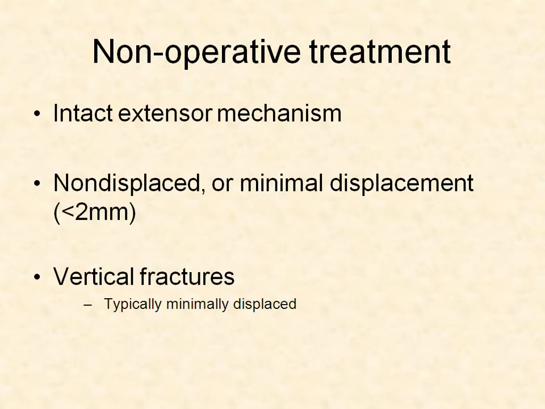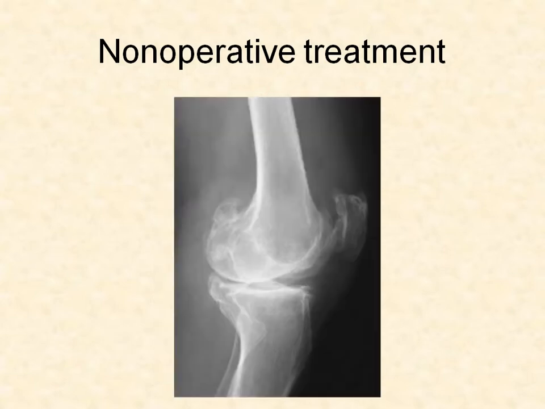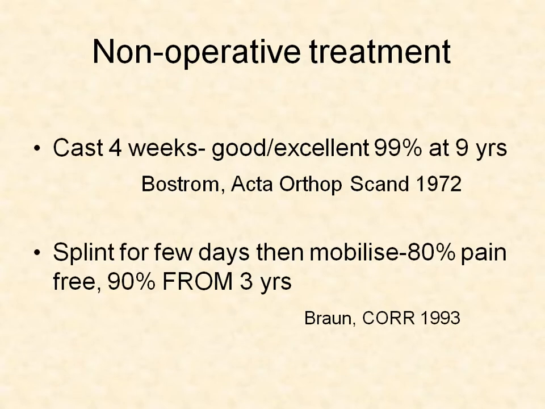But there is still, of course, a role for non-operative treatment. A proportion of these injuries will be minimally displaced, and vertical fractures are also suitable for non-operative treatment. So here's a couple of examples. This inferior pole fracture, minimally displaced, can be treated with a period in a cast or a knee brace. Similar to this fracture here of the superior pole in an osteoarthritic knee, again suitable for non-operative treatment as it is absolutely minimally displaced.